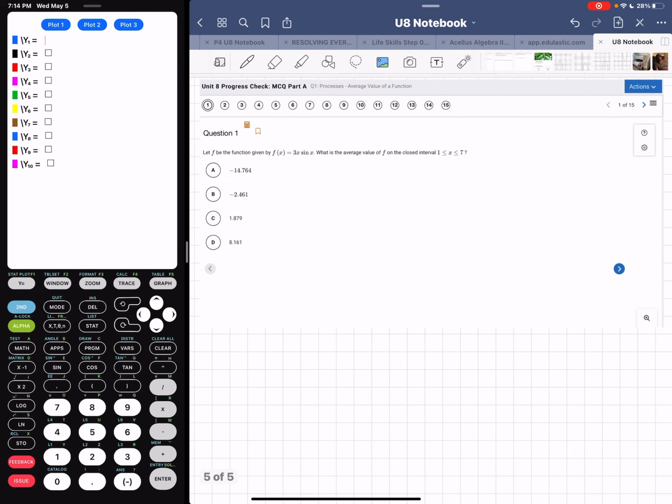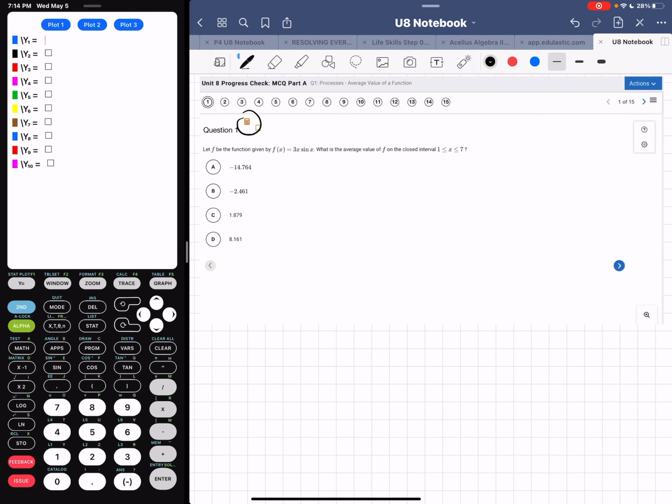All right, we have a calculator problem right here, so keep that in mind as we're doing this problem. Okay, it says f is this function. What is the average value? Okay, so this is the clue right here. What's the average value of f on the closed interval from 1 to 7?